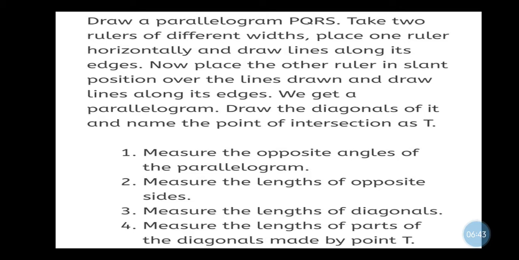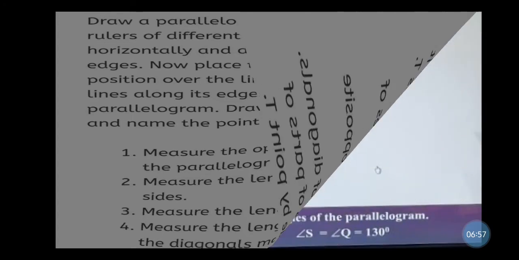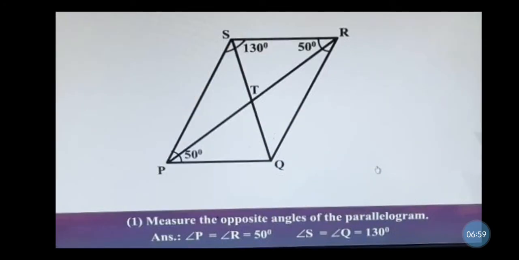Then, first thing you will do, measure the opposite angles of the parallelogram. Second, measure the lengths of the opposite sides. Third, measure the lengths of the diagonals. And lastly, measure the lengths of the parts of the diagonals made by point T. So, you will be getting this type of parallelogram.